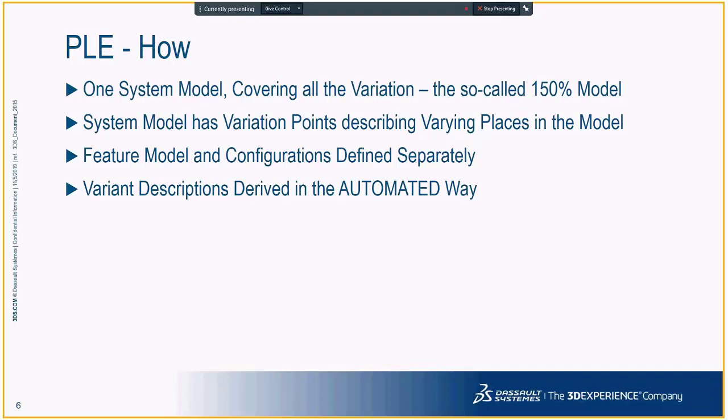Once we have these three things, the system model with the variation points, the feature model and the configurations, we can ask the tool to realize a particular variant, to say, I want a system model for this configuration, for example the luxury configuration. The tool must take this 150% system model and the configuration, and build you a system model for a particular variant, maybe removing some stuff, maybe changing some other stuff.